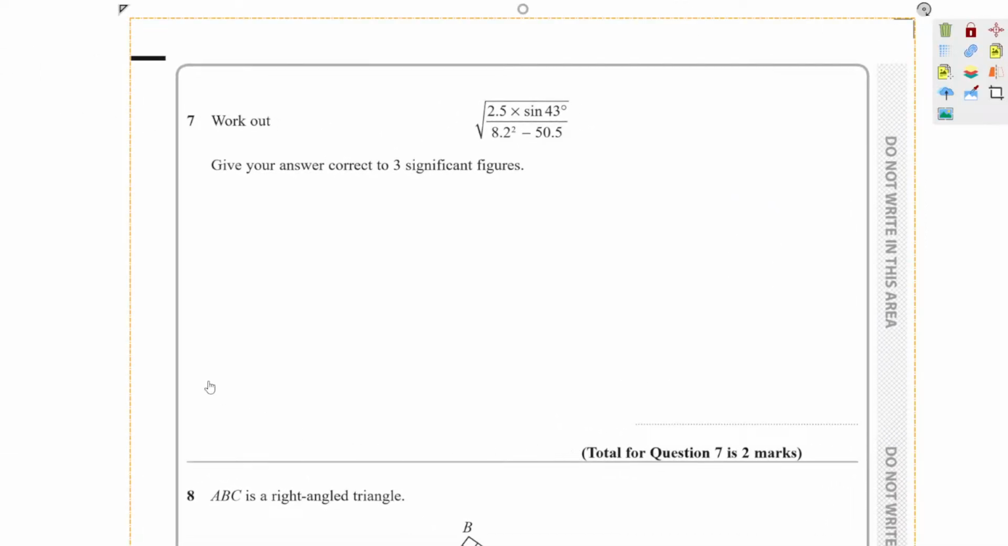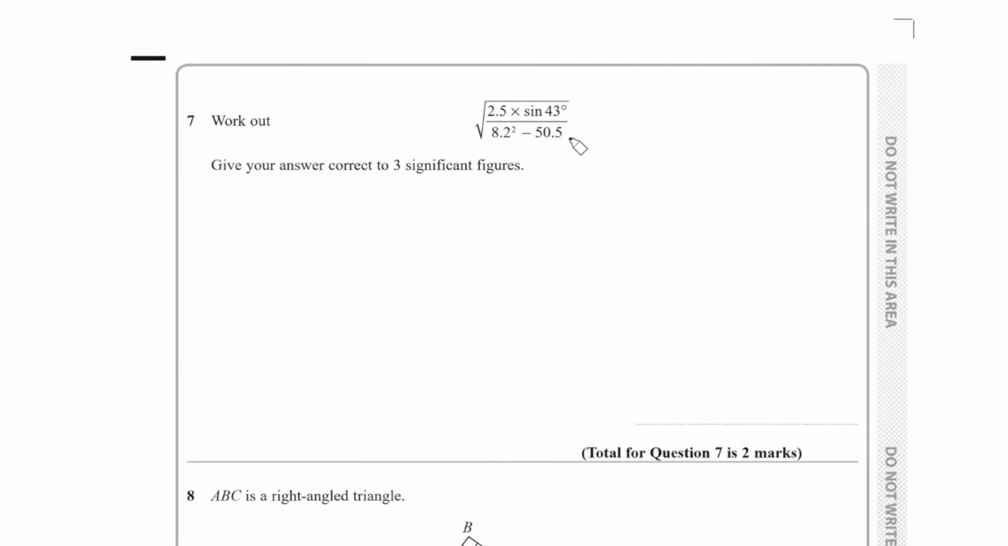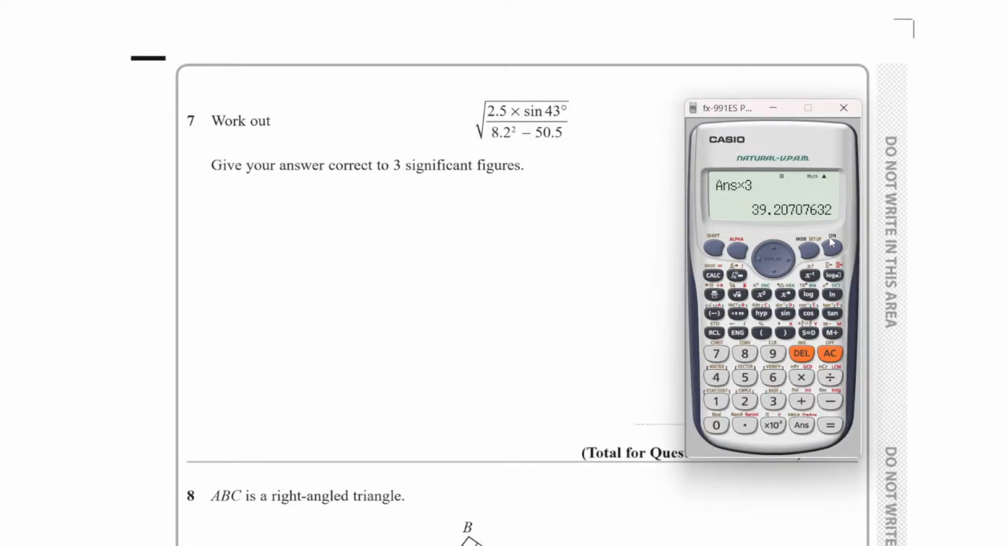Question 7 is a really nice one. It's just one of those calculator use ones. So we just need to type in all of this to the calculator. So the square root of 2.5 times sine 43 over 8.2 squared minus 50.5. I know it says give your answer correct to 3 significant figures.